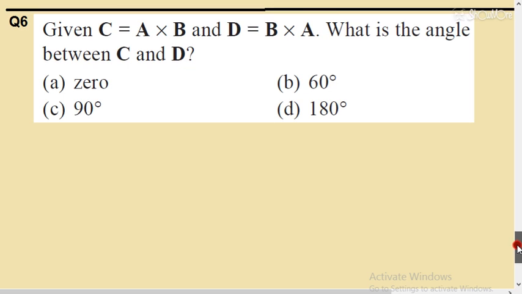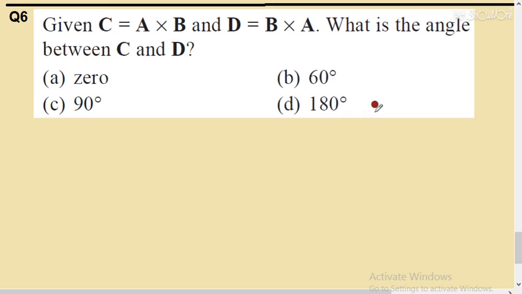Okay, another important question, a concept based question. Concept based as well as important question. So he has given C is equal to A cross B. Students, if you know about the cross product, then C vector will be perpendicular to A cross B.